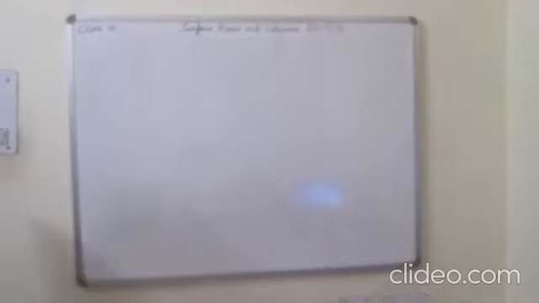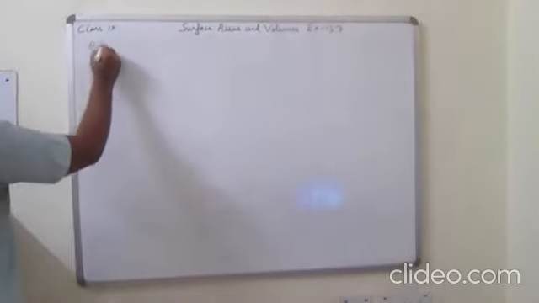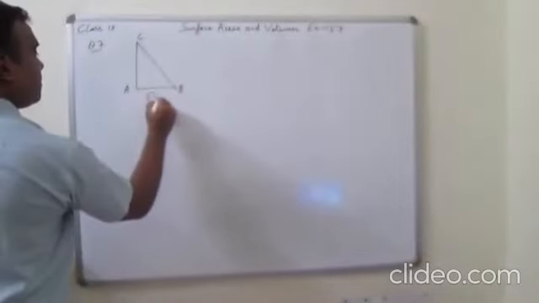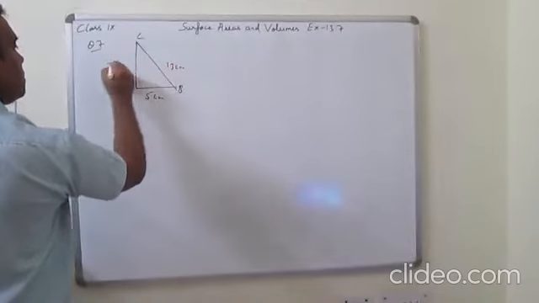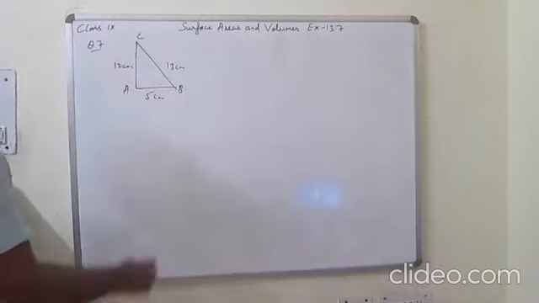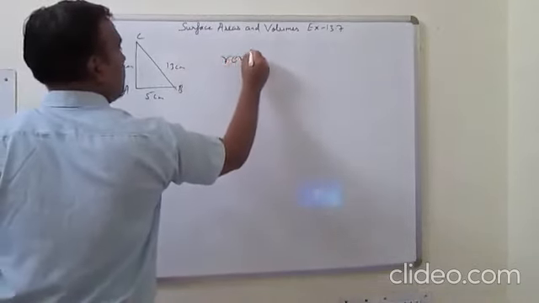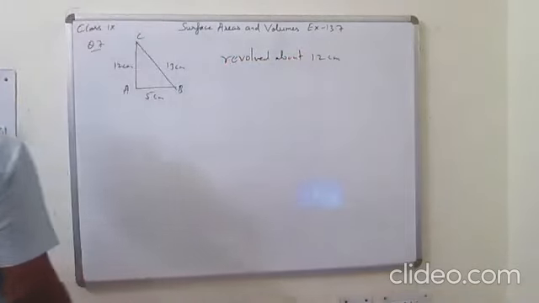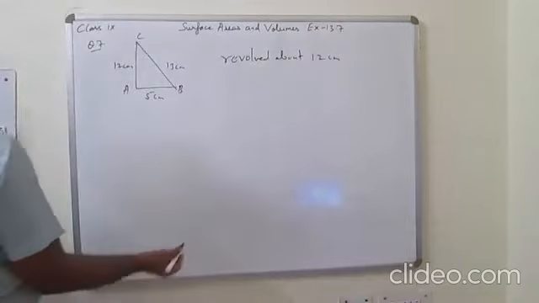Question 7. A right circular triangle ABC of sides 5, 13 and 12 centimeter is revolved about the side 12 centimeter. Find the volume of the solid so obtained.